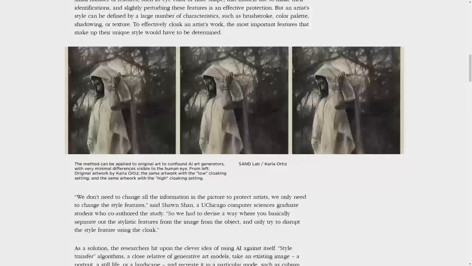So on the left here is an example of an image that doesn't have any glazing added to it at all. So this is just digital artwork made by somebody, or a scan of artwork made by someone. And then here in the middle, there's just a small amount of cloaking, as they call it. And then on the right is an example of the same image with heavy cloaking.